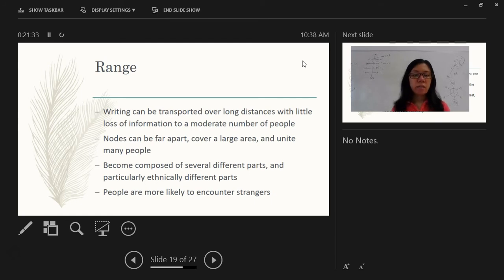And because of that, it is composed of several different parts, particularly ethnically different parts. So it creates a diversified social practice. And because of that, it creates pluralism. In pluralism, people are more likely to encounter strangers.